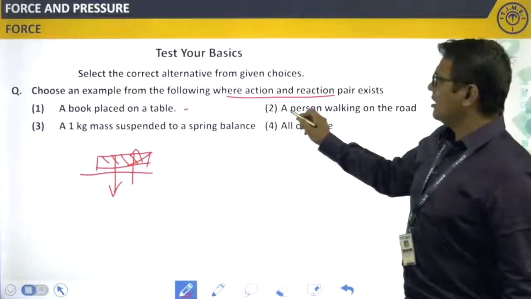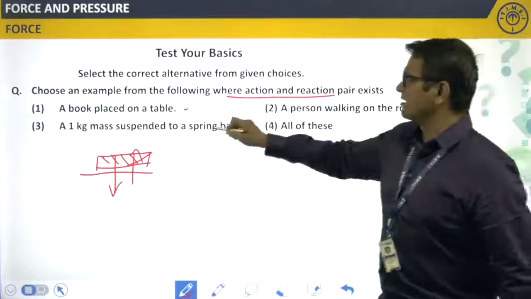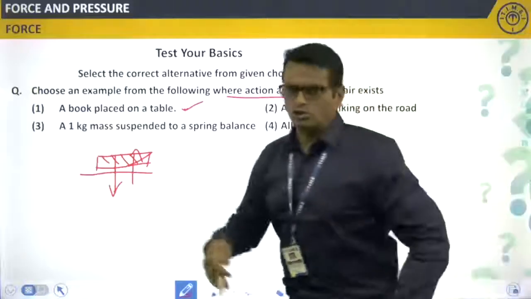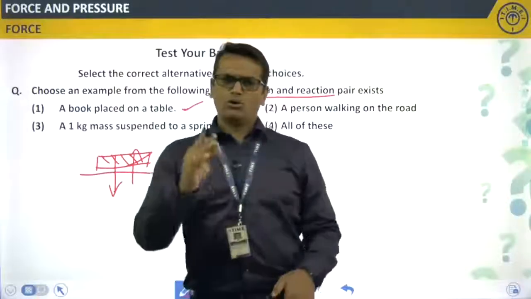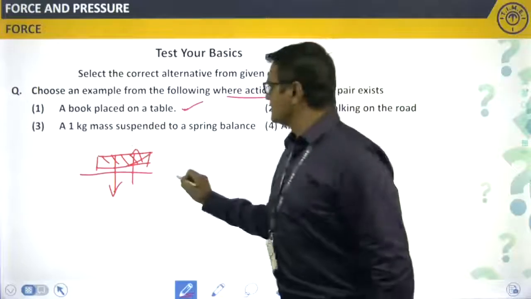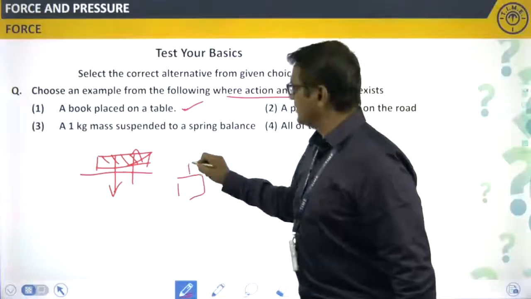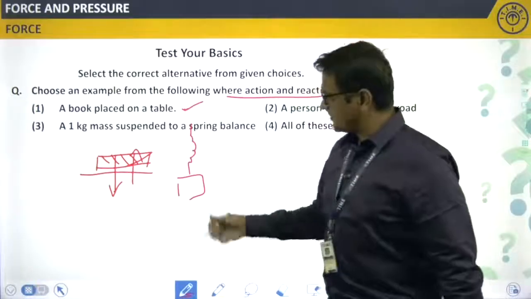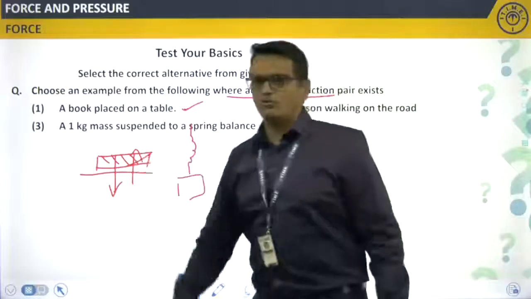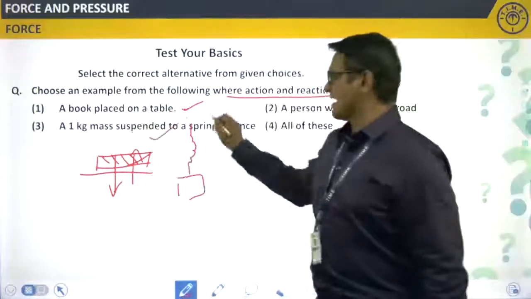Next, so action and reaction force do occur here. A person walking on the road, when you're walking on the road, you're pushing the road behind, road is pushing you, yes, there is an action and reaction force. 1 kg mass suspended from a spring balance, right? This is a spring balance, the mass is pulling it down and the spring tension would be pulling it up. So yes, there is an action reaction force.